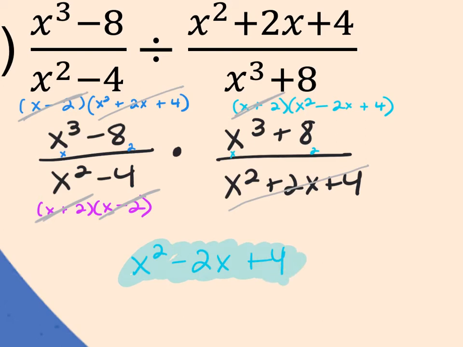Go ahead, Madison. How did the whole top part get canceled out? So this canceled with this, right? This canceled with this. Oh, okay, I didn't see that one. Okay, and then the x plus 2 and the x plus 2. Right.